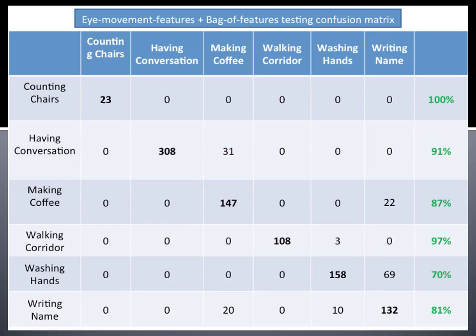Here is the confusion matrix from our test in regards to the combination of both bag of features and eye features. Notice that using the technique that we developed, we were able to raise the accuracy of correctly classifying washing hands to 70% from 39% and making coffee to 87% from 48%.